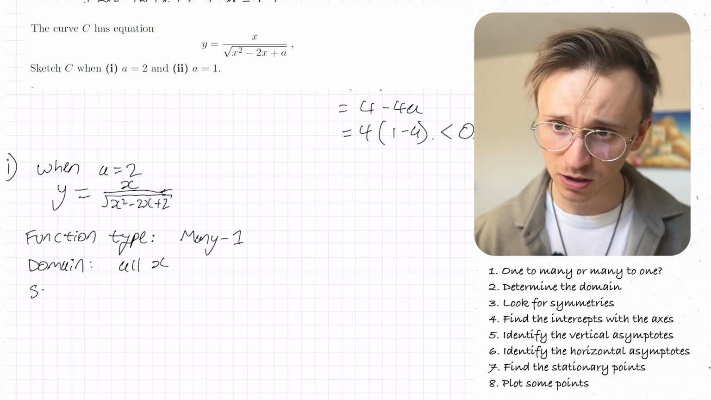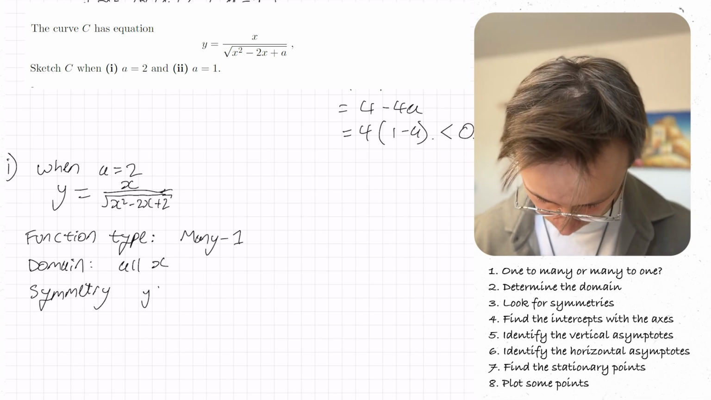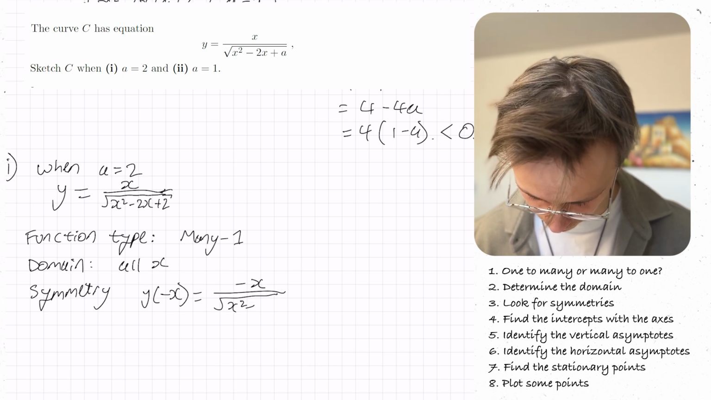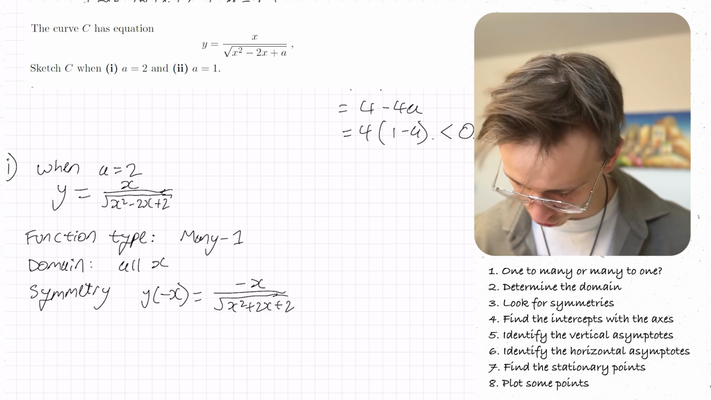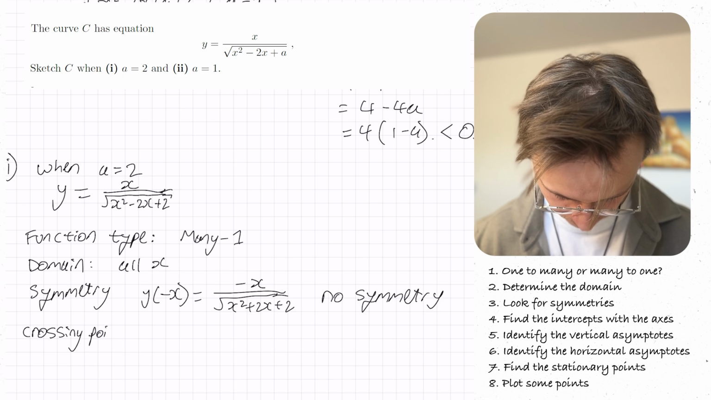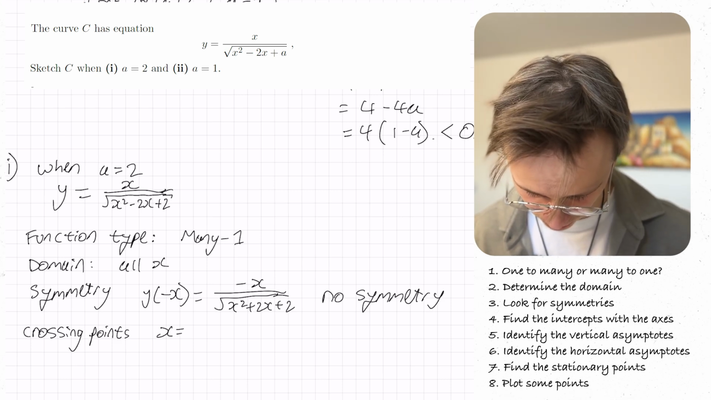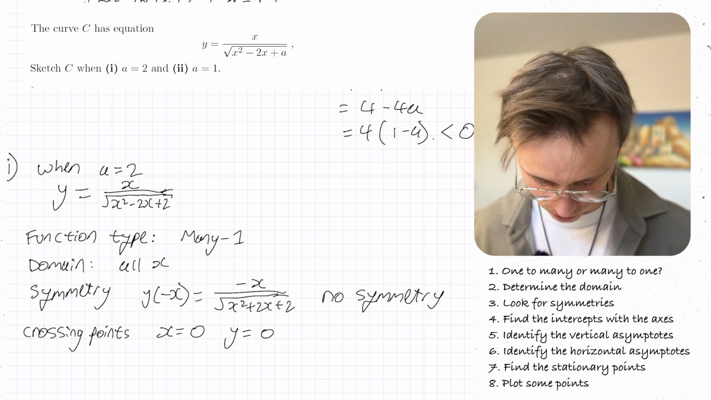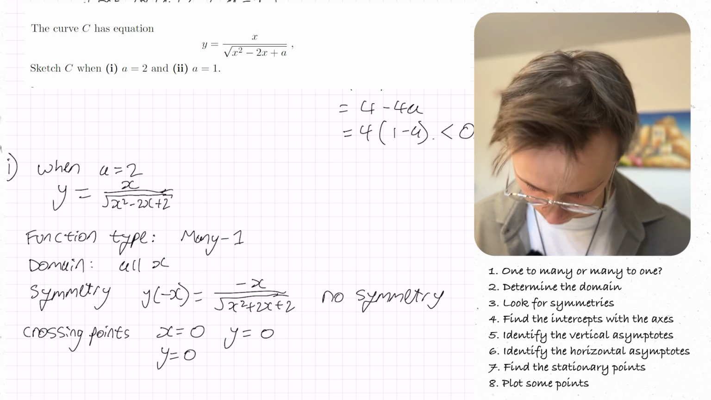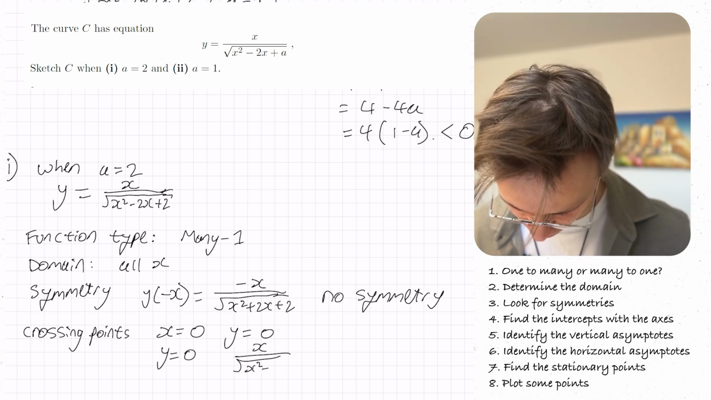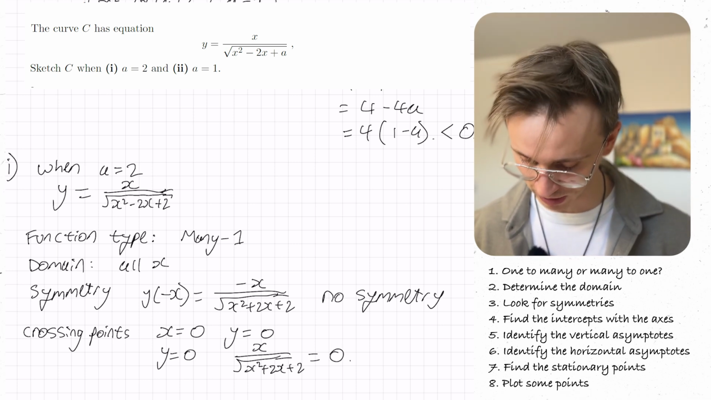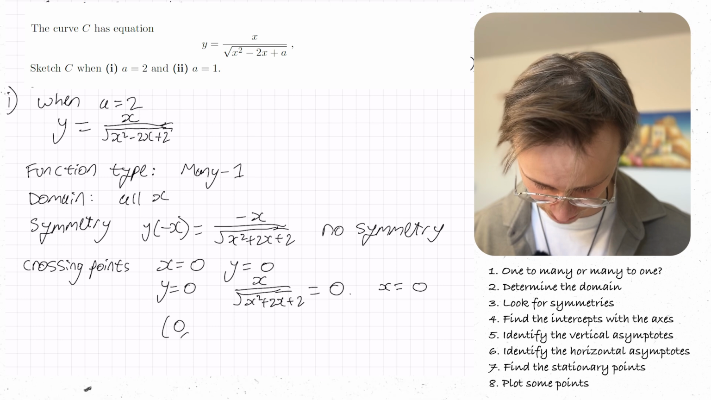Okay, so then symmetry. Well, y of minus x equals minus x all over the square root of x squared plus 2x plus 2, so no symmetry. So then crossing points. When x equals 0, we have y equals 0, so that's our y-intercept, and then when y equals 0, we have x over the square root of x squared plus 2x plus 2. Well, the bottom's never equal to 0, so the top's only equal to 0 when x equals 0. So we only have one crossing point at 0, 0.